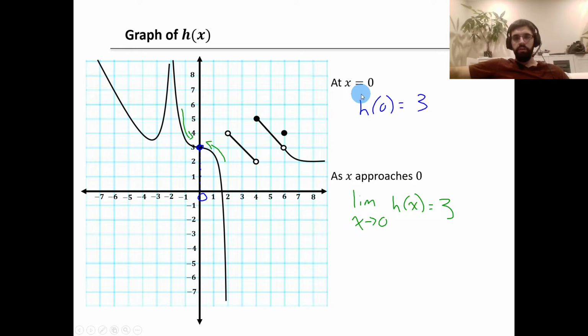Let's look at x equals 0, the simple example, the one that we hope is going to be on the quiz, right? So at x equals 0, we have a definition, h of 0 equals 3. As x approaches 0 from the left, working our way towards x equals 0, our limit approaches 3. From the right, as we work our way towards 0, the limit as x approaches 0 from the right also equals 3. So because the left and the right meet at the same point, 3, we can say that the limit as x approaches 0 of h of x equals 3.